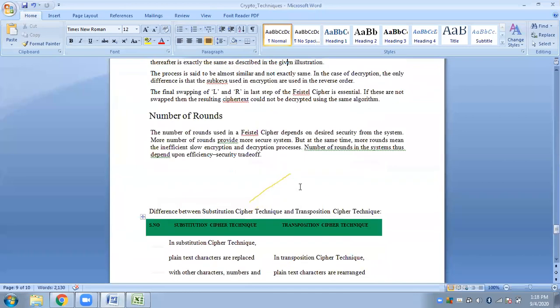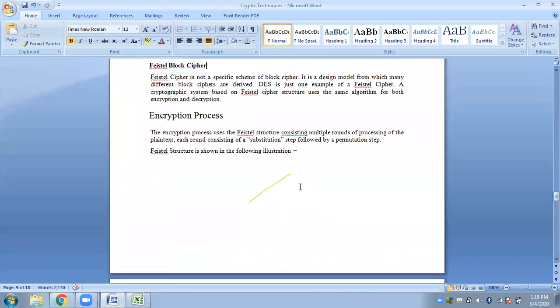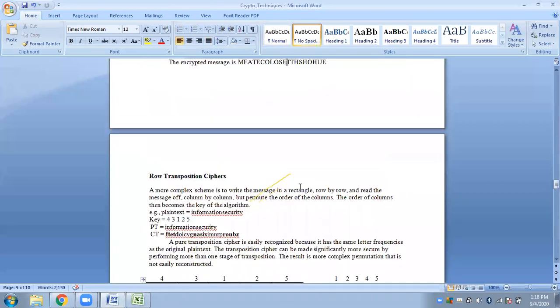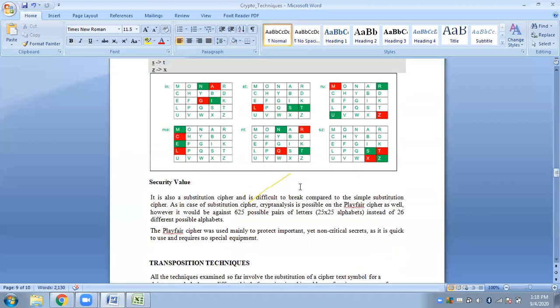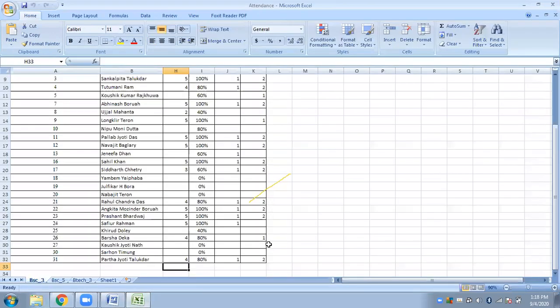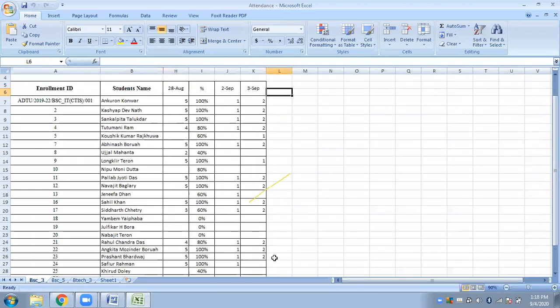Do you have any doubt regarding today's class on row transposition and Feistel cipher? Any doubt? No, ma'am. Okay, I'm taking the attendance fast. We will meet next week then.